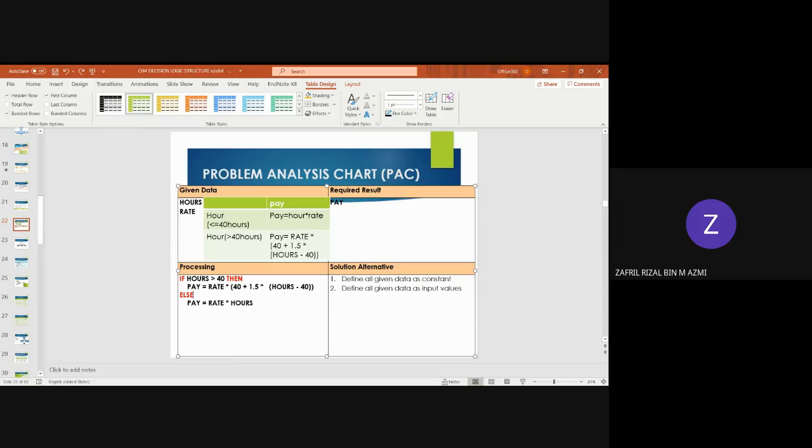Solution alternative is still the same. You take hours and rate, define them as constants, then define hours and rate as input values, and you put a star in front of the input value, meaning that this is the solution we are going to choose. Okay? Any question?